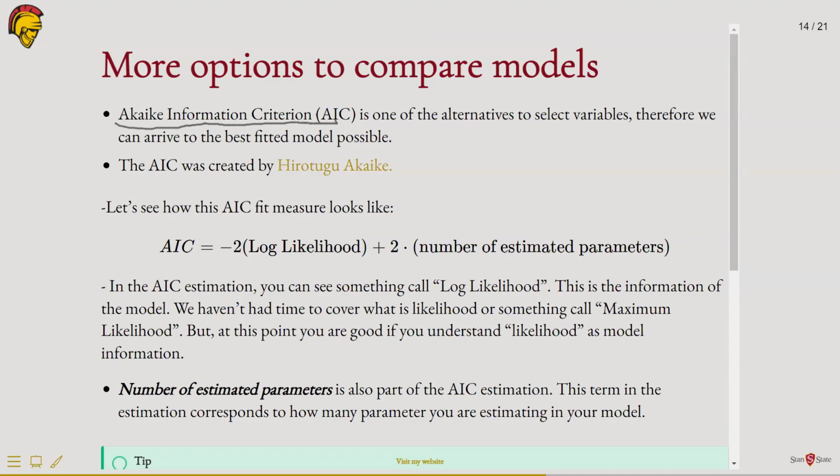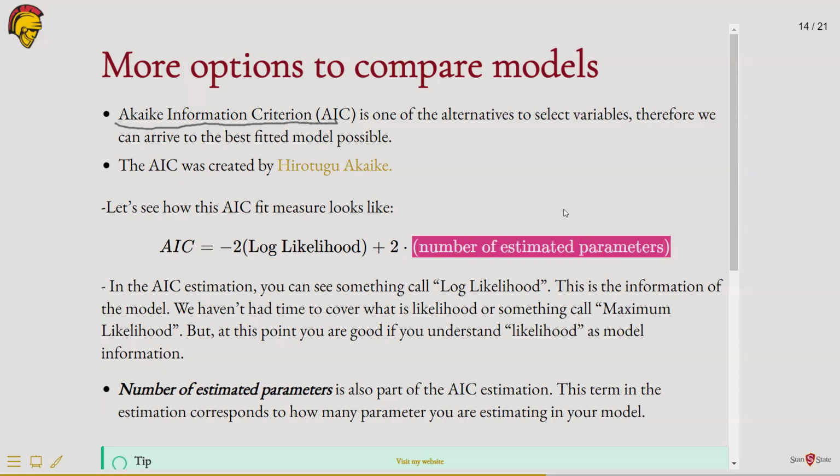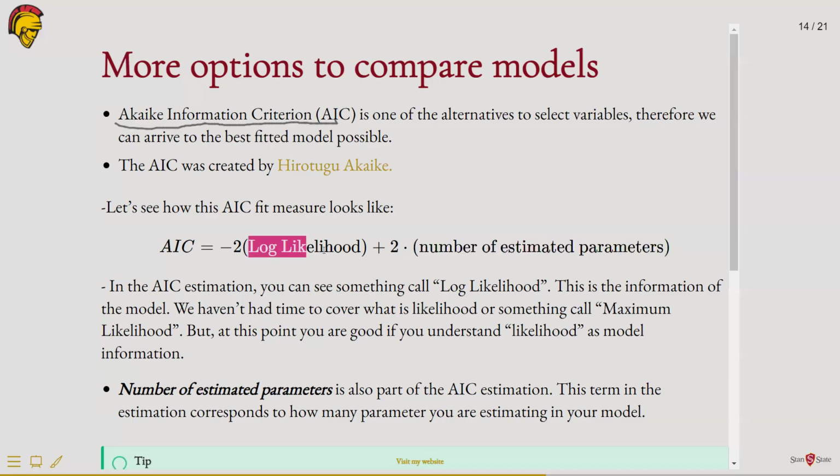In this case, we are going to do something very interesting. We are going to penalize. There's going to be a penalty for your model by the number of parameters that you have in your model in this new fit measure, right? So as you can see here, this is a constant that he created using calculus and other tools. And then you multiply that by the number of estimated parameters, right? And we are going to use something called the log likelihood.